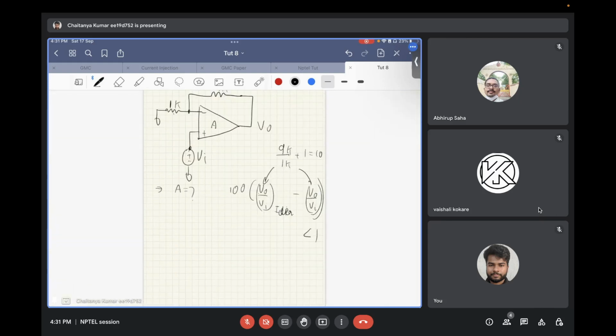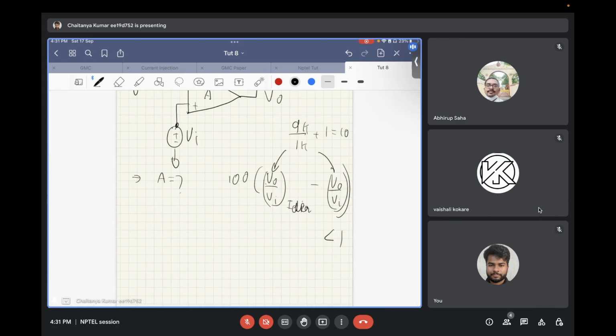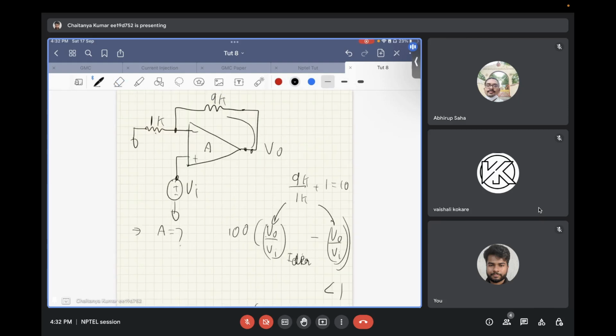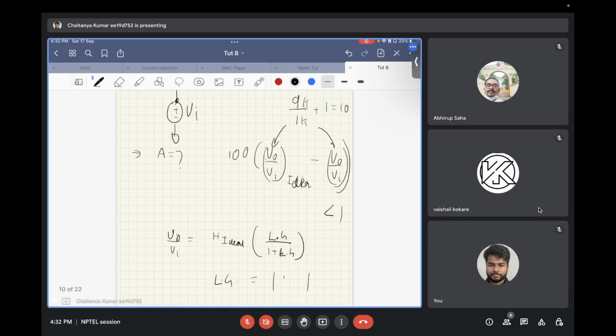And what I was explaining was that in any such circuit where the gain of the op amp is non-infinite, the real gain from output to input will be the ideal gain multiplied by loop gain upon 1 plus loop gain, where loop gain is the modulus of the open loop transfer function of this op amp. Let's call it H of S.